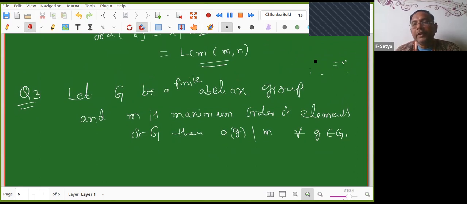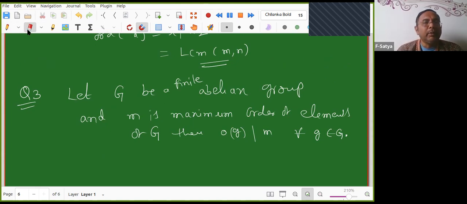So the exponent of G is equal to the maximum order of some element. For example, for S3, what is the exponent? It is 6. What is the maximum order in S3? It is 3. But there are elements of order 2, which does not divide it. So for a non-abelian group, this property is not true.